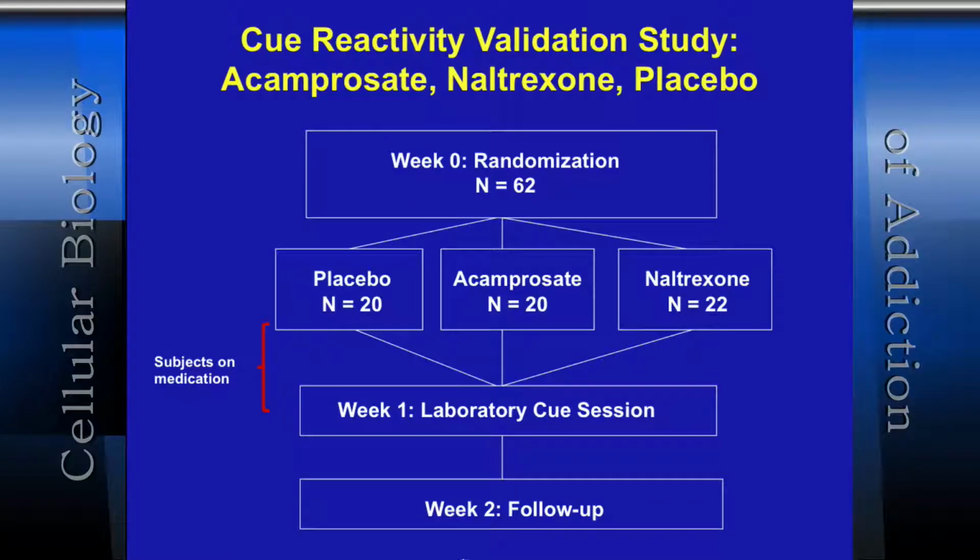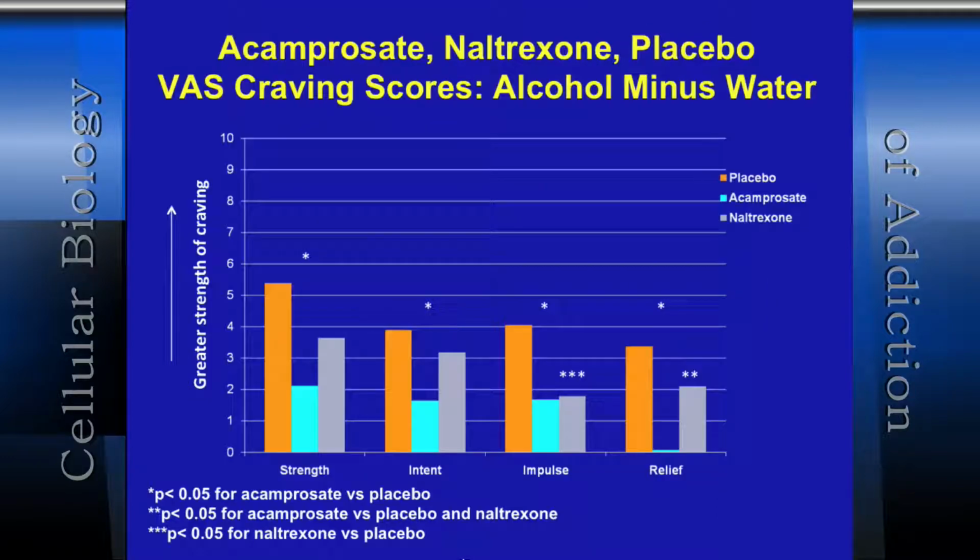So we did do a study where we randomized people to 1 week of treatment with placebo, acamprosate, or naltrexone in the standard therapeutic doses. And what we found was the placebo had the highest levels of craving. Acamprosate performed very well on all 4 measures of craving. It performed better than naltrexone on relief craving. Everything would feel better if I just had a drink. That was way down with the acamprosate.